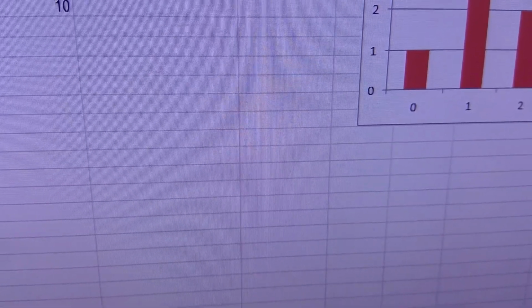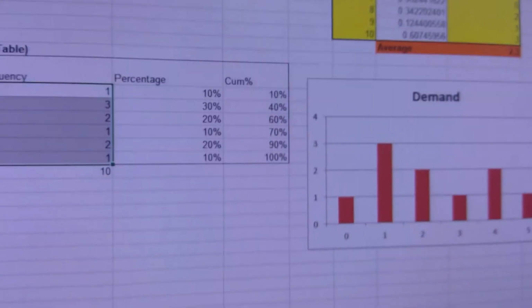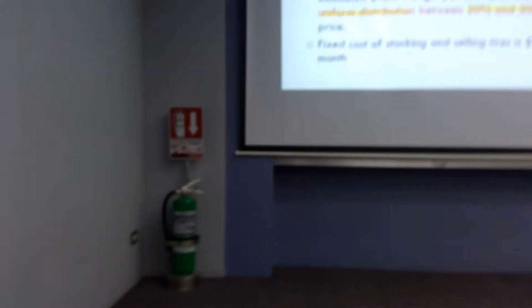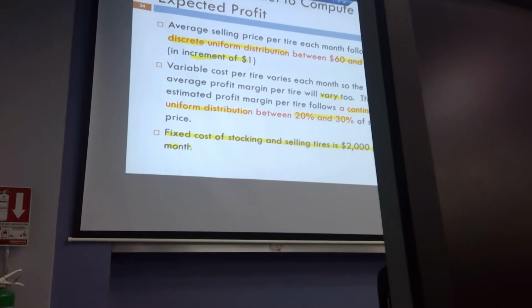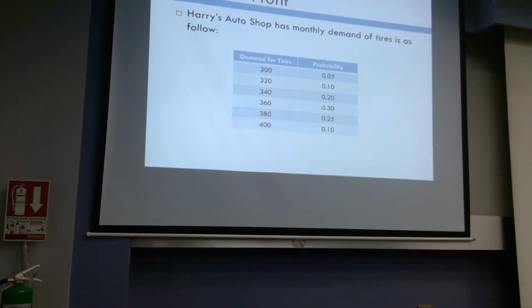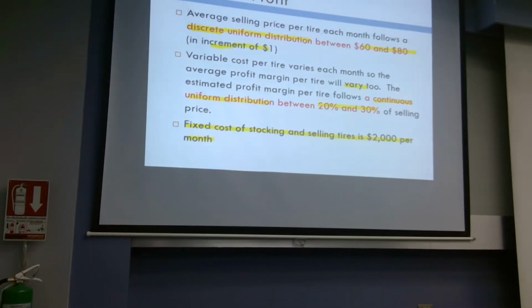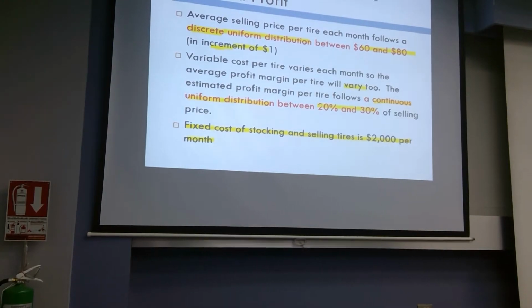The estimated profit margin per tie follows a continuous uniform distribution between 20 to 30% of the selling price. Okay, fixed cost of stocking and selling ties is $2,000 per month. So basically we have information about the demand, and then we can calculate the selling price, the profit, and also the cost. So at the end, we can calculate the profit for this company.